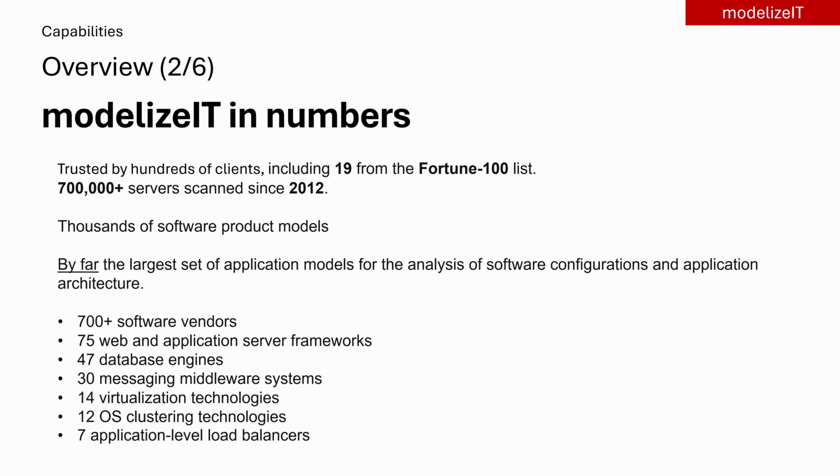modelizeIT is a proven technology that is trusted by partners, enterprises, and governmental organizations. This includes 19 clients from the Fortune 100 list. Since 2012, our system has been used to collect data from over 700,000 servers around the world. modelizeIT offers by far the largest set of application models for the analysis of software configurations and application architecture. This includes thousands of software product models, ranging from IT to industry-specific applications like banking, manufacturing, gaming, and more.